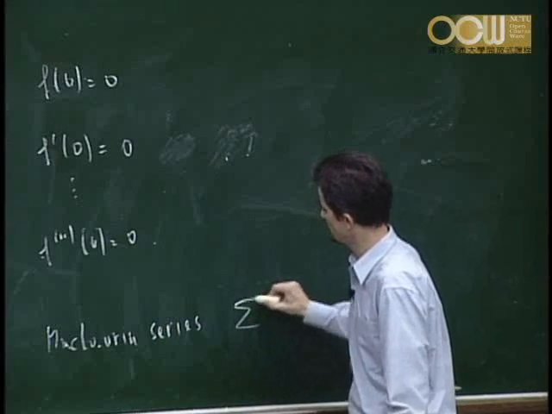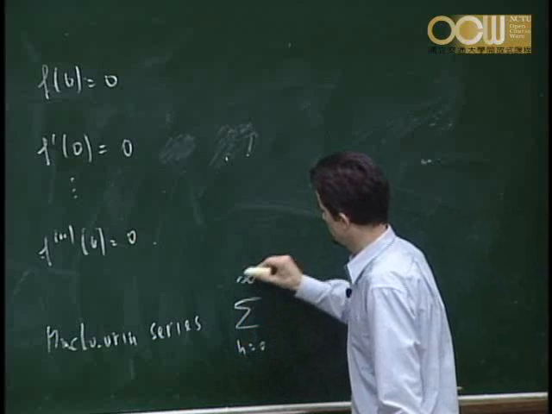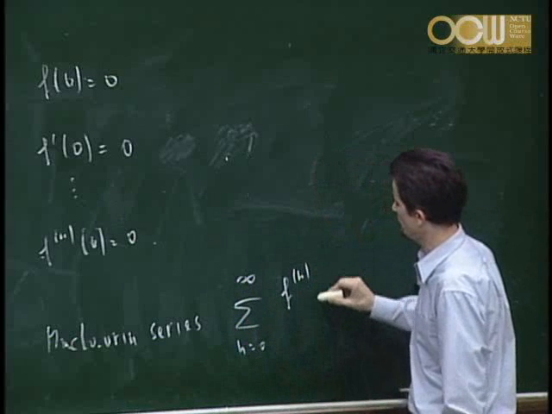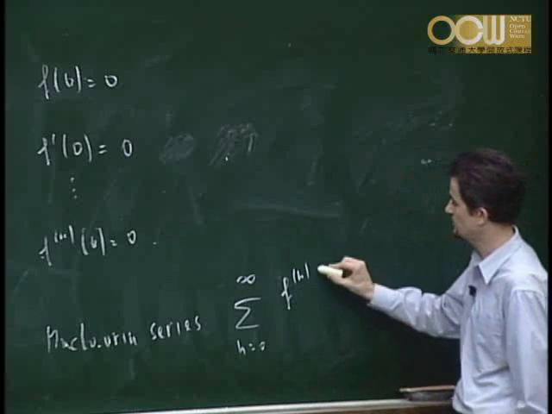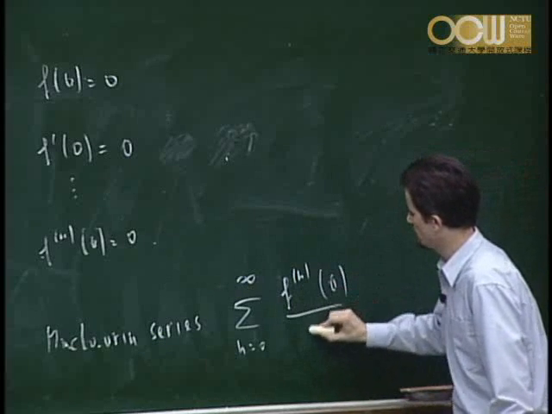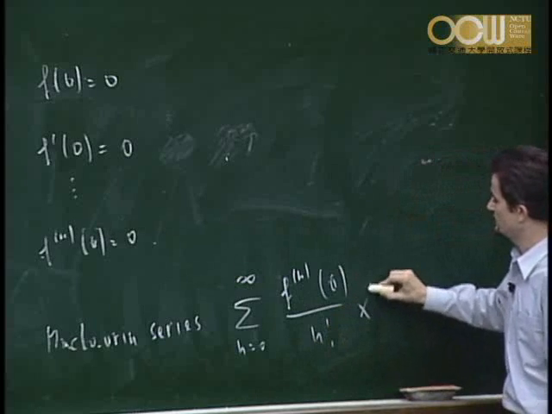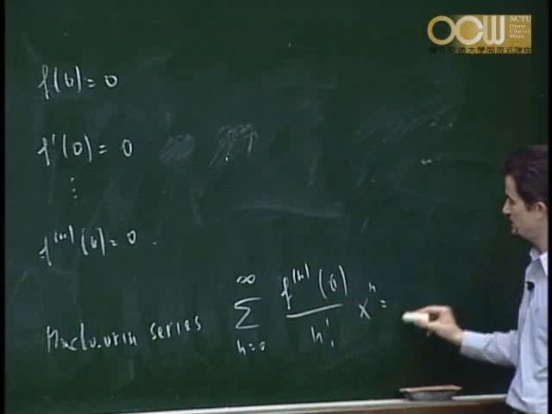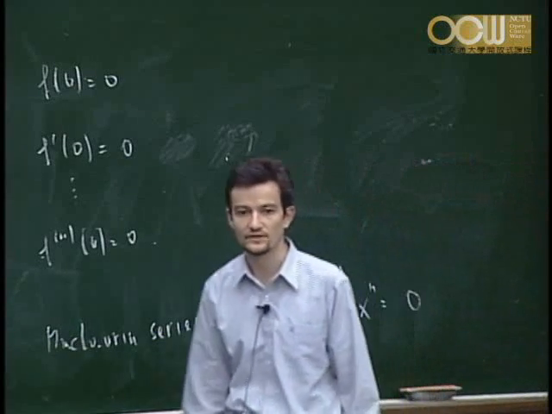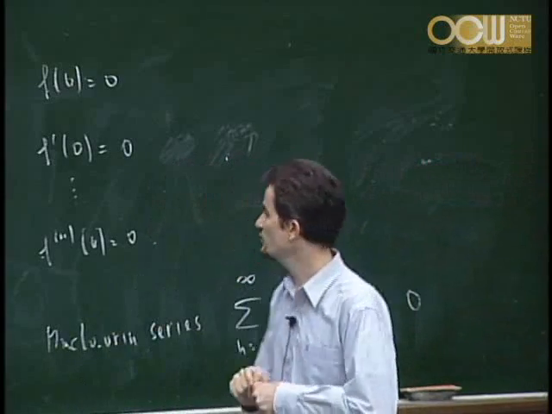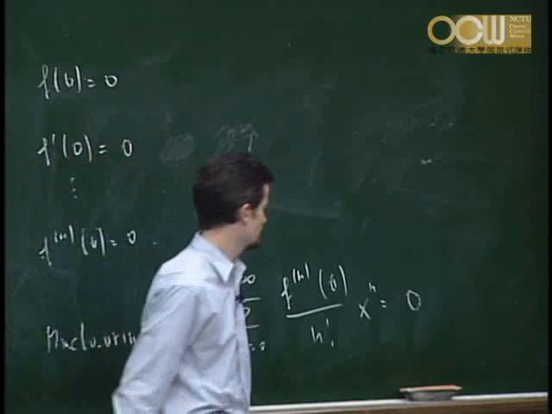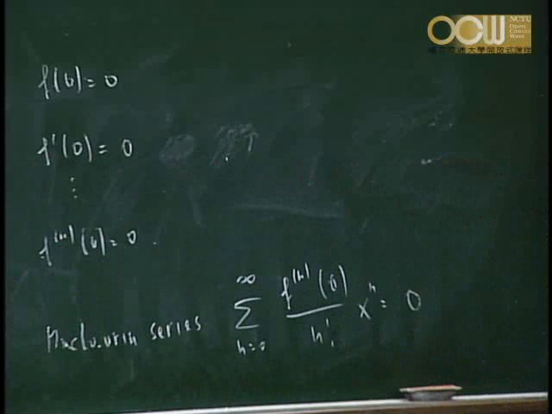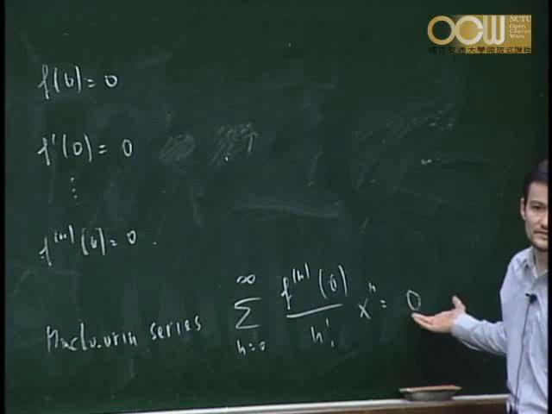So the Maclaurin series is by definition this series here: the function f differentiated n times, evaluated at 0, over n factorial, times x to the n. Now, since they are all 0, this series is very easy: 0. So you see the Maclaurin series of this particular function is very easy. The Maclaurin series is 0. So the Maclaurin series, in particular, has a radius of convergence which is infinity.